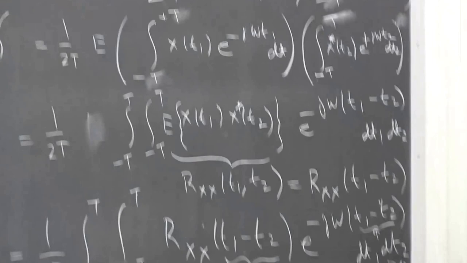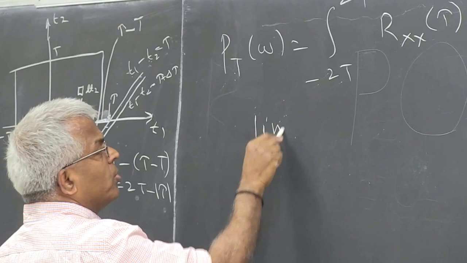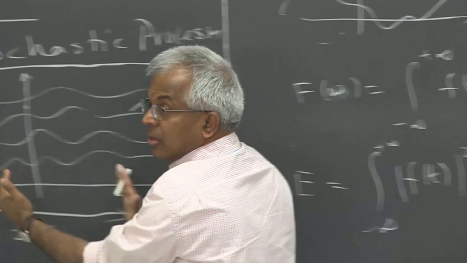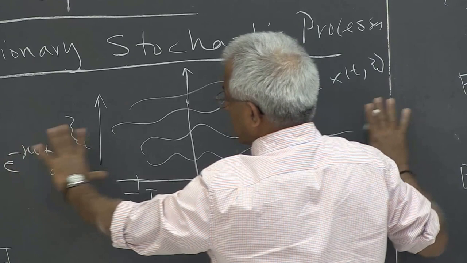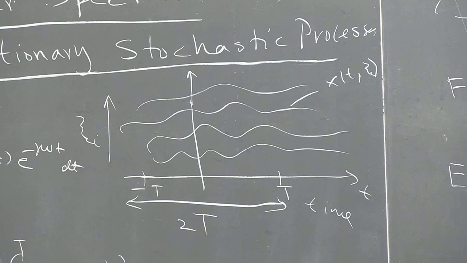So this quantity is non-negative for every t. Now what I'm going to do is push t to infinity to cover the entire stochastic process. Remember, initially we just took a duration. Now I'm going to push this t to cover the entire stochastic process. That will give you the power distribution versus frequency. Just following these ideas here.